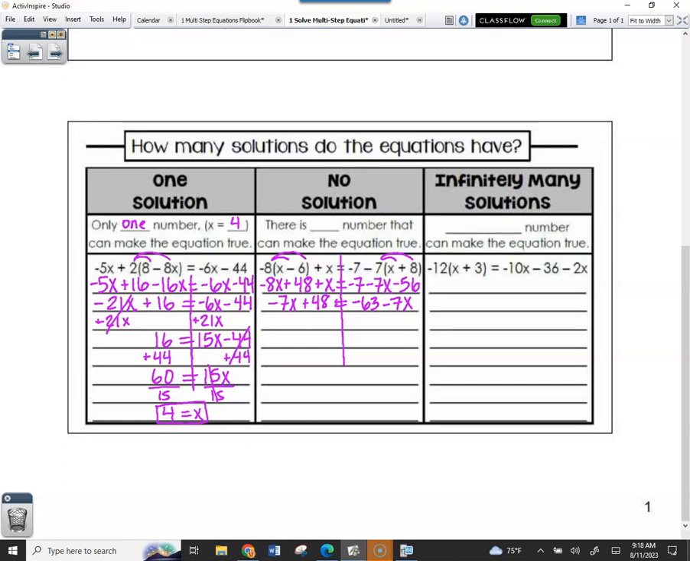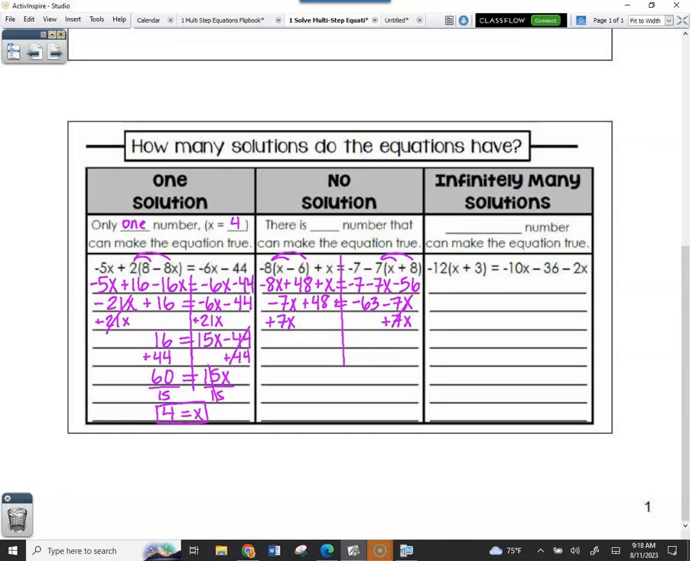Now we're ready to start moving stuff. Let's start with the variable first. It makes the most sense. And in this case, my variables are -7x or -7x, so it doesn't matter which one I move, right? When it doesn't matter, I always move it to the left. So I'm going to grab this one. Using the inverse operation, I'm going to come under this one and repeat it.